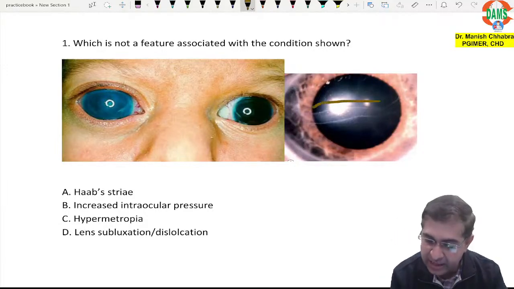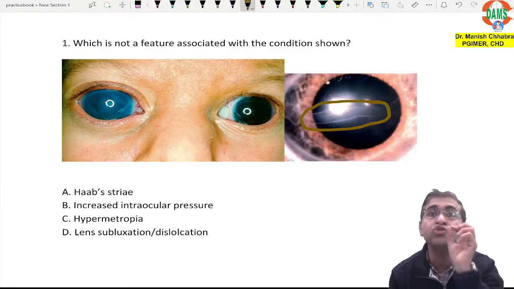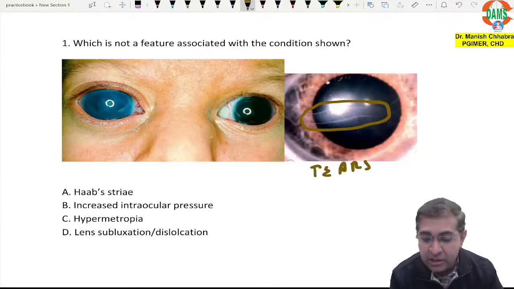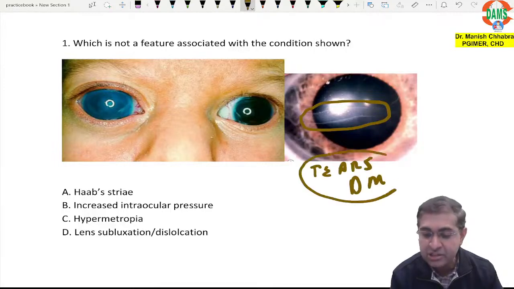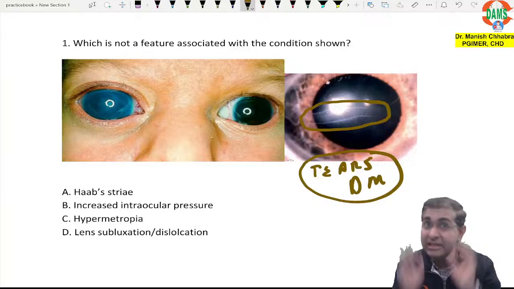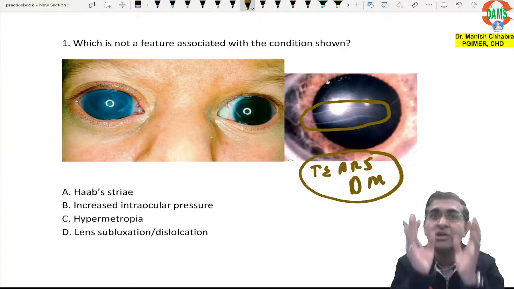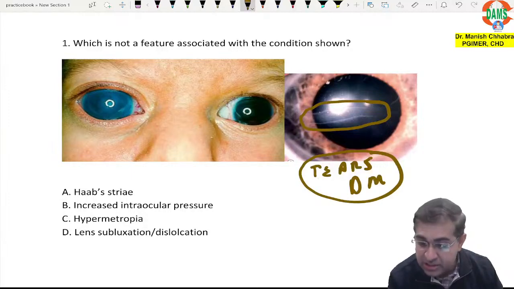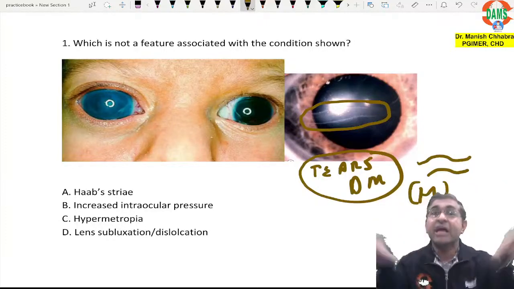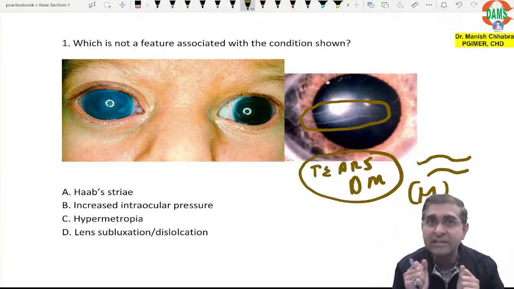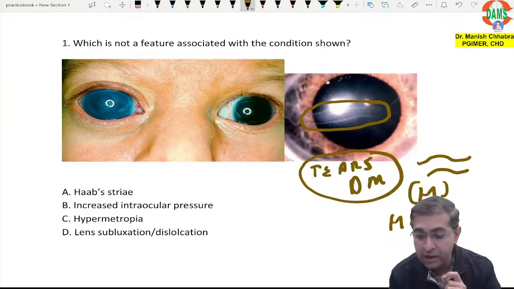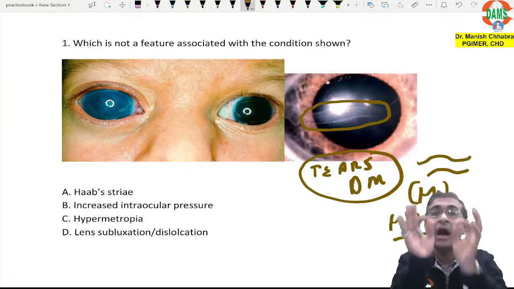So what is this? What does this look like? You can see striations. What are these striations? These are actually tears in the DM. DM means Descemet's membrane, one layer in the cornea. If there are tears, now see, are these striations horizontal or vertical? Boys and girls, these are horizontal striations. Horizontal striations which are tears in the Descemet's membrane of the cornea are known as Haab's striae, H for horizontal, H for Haab's striae.